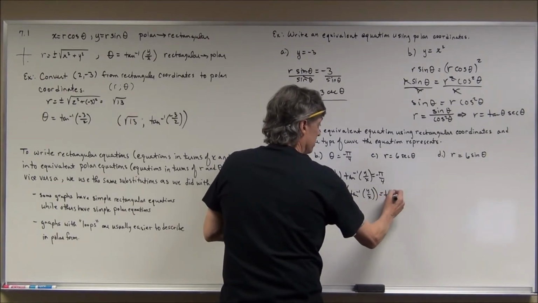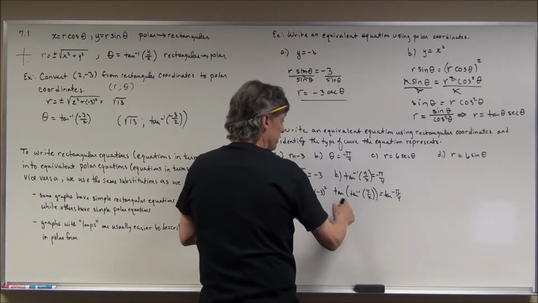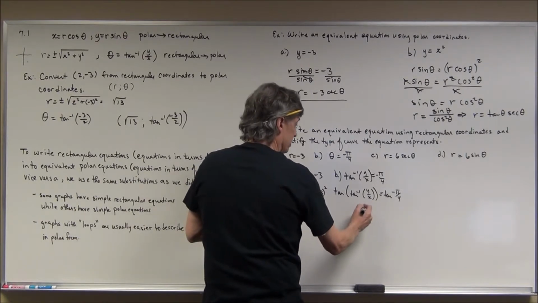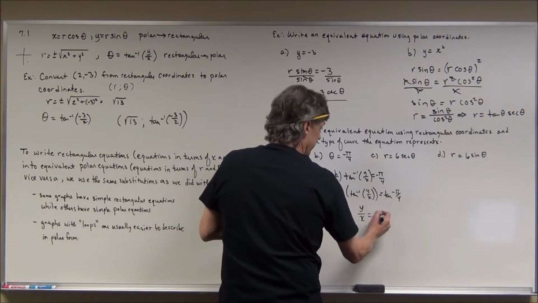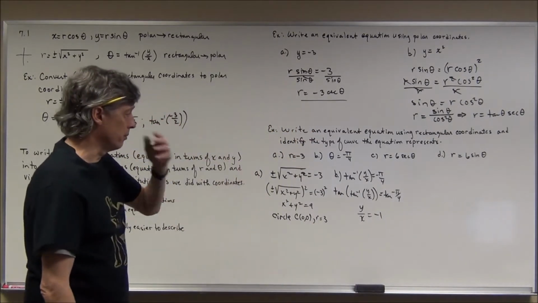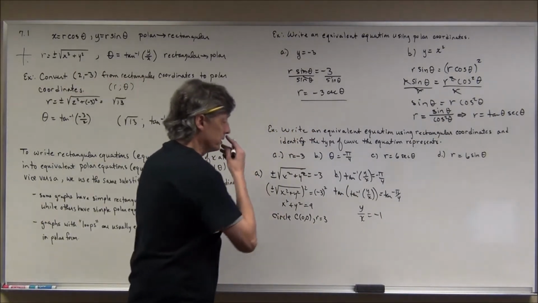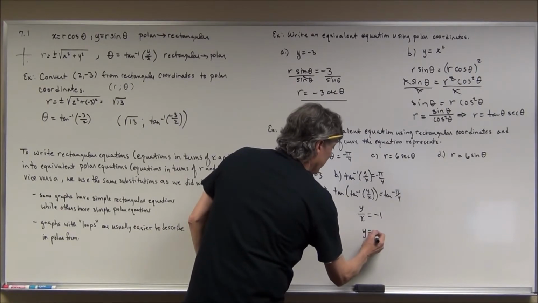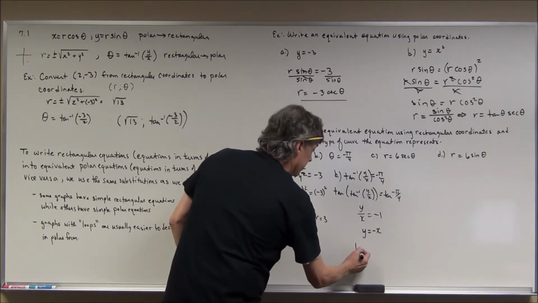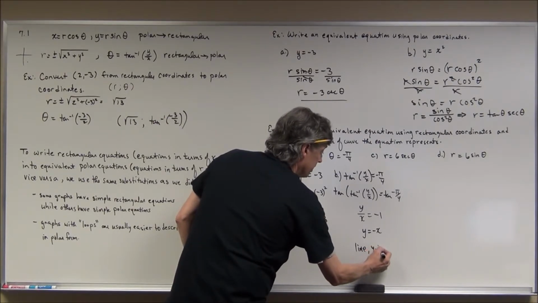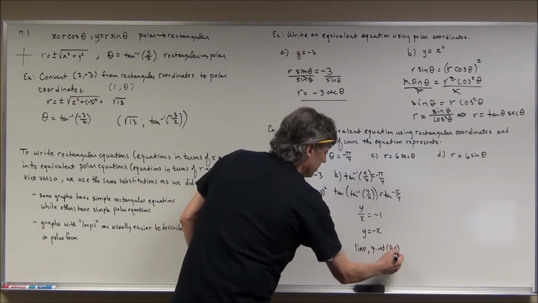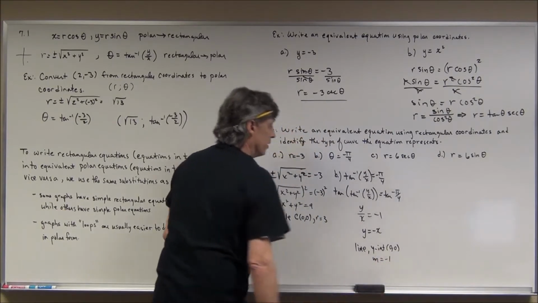I'm taking the tangent of both sides. So the tangent of the inverse tangent of y over x is y over x, and the tangent of -pi over 4 is -1. You can check your unit circle. Multiply both sides by x, I get y equals the opposite of x. Well, that's a line. Y-intercept 0, 0. Slope is equal to -1.